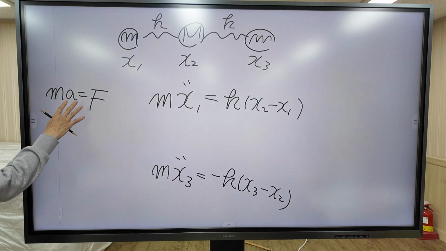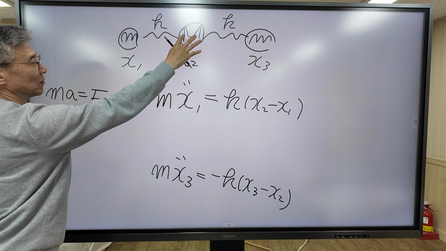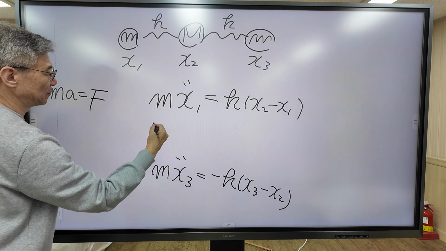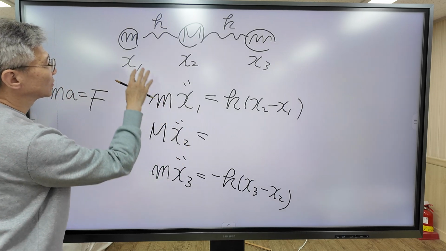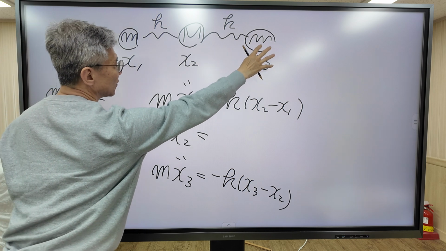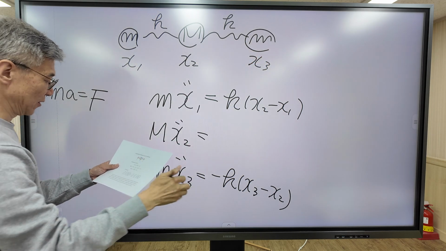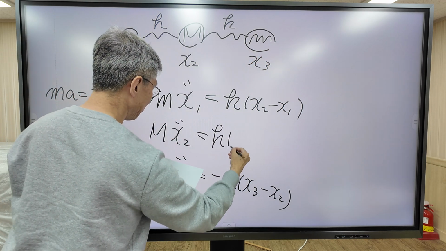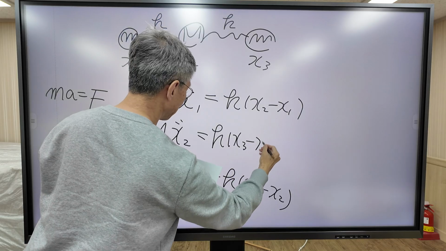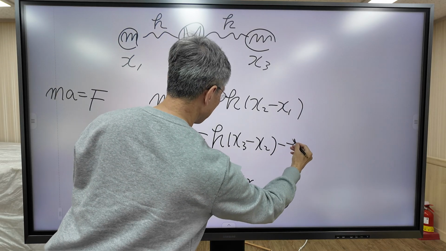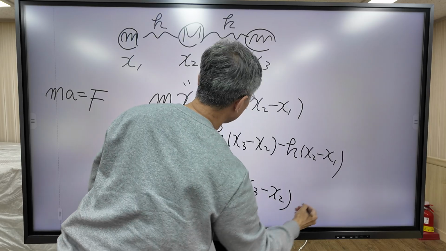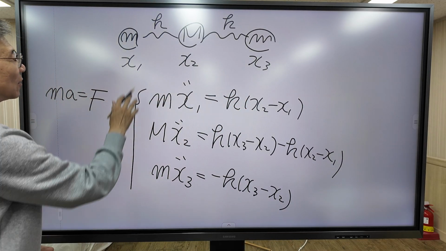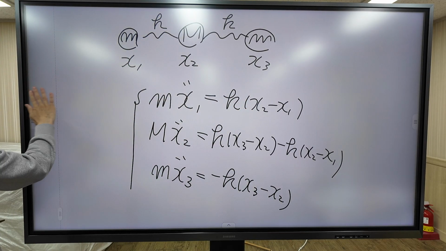Now I'm going to apply this Newton equation on the large M. There are 2 forces, from x1 and from x3. So the equation looks like this. This is the Newton equation for this system.